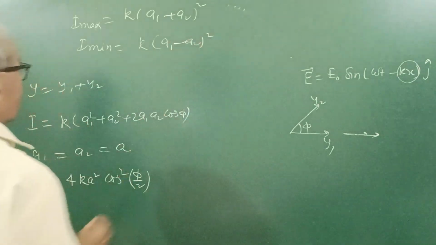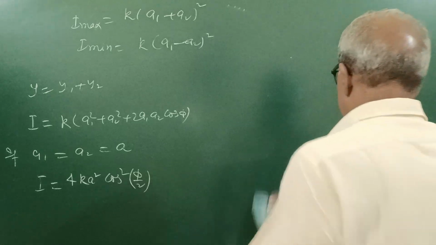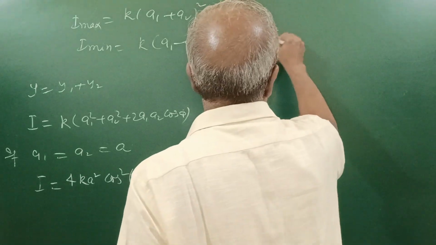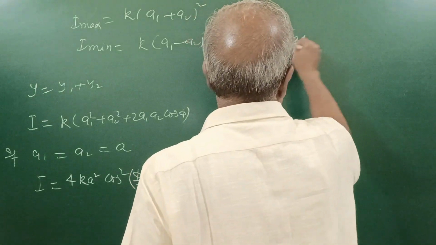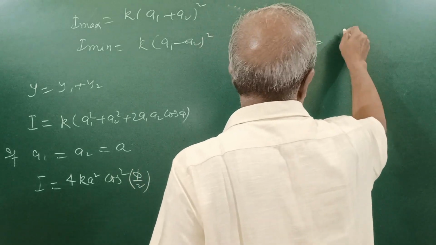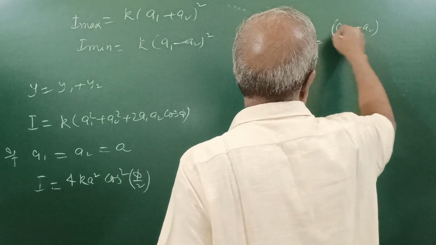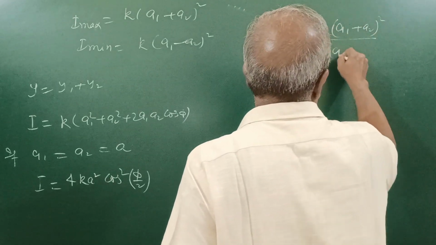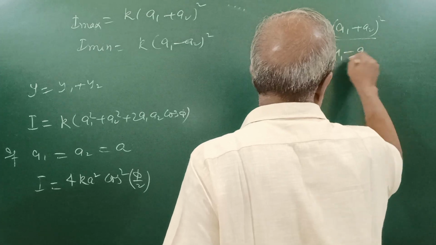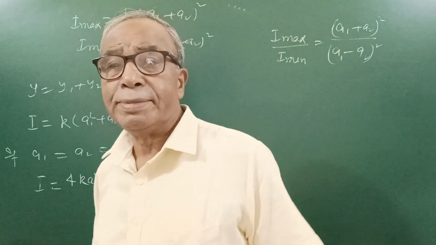Please remember these facts. And therefore I maximum upon I minimum is (a1 plus a2) whole square upon (a1 minus a2) whole square. A1, A2 are the amplitudes of the waves.